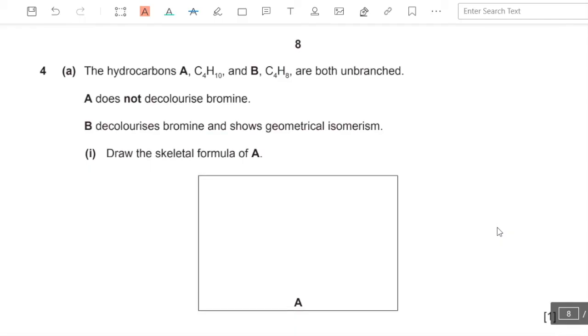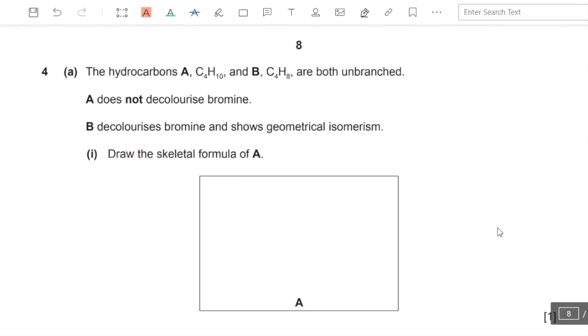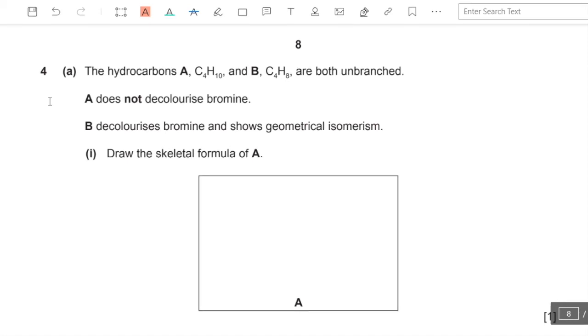For A, the hydrocarbons A, C4H10 and B, C4H8 are both unbranched. A does not decolorize bromine, that is to say, it does not have any double bond, which you can also make out by the molecular formula of A. B decolorizes bromine and shows geometrical isomerism. 1. Draw the skeletal formula of A. So A is just a straight chain hydrocarbon.